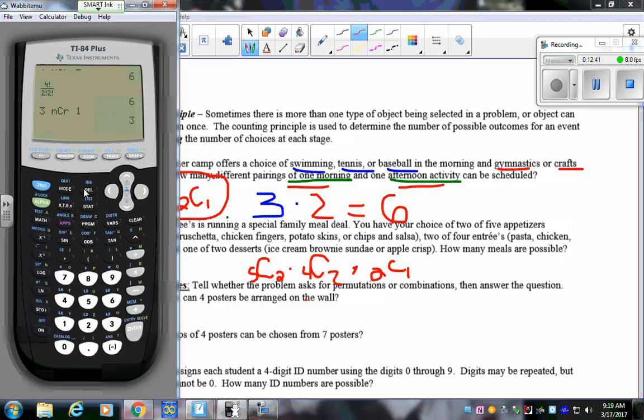The most common mistake I see people make with this is they add in between as opposed to multiply, and that's definitely going to give you the wrong answer. So please just be careful with that.